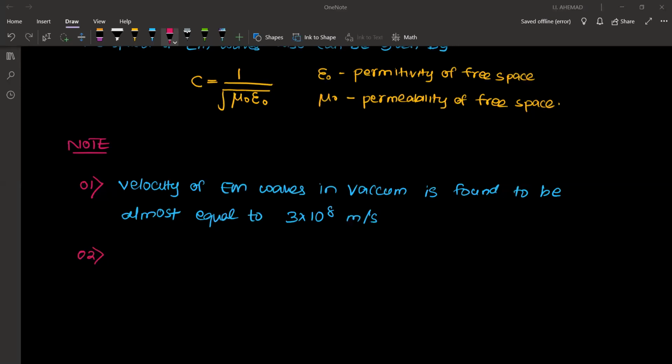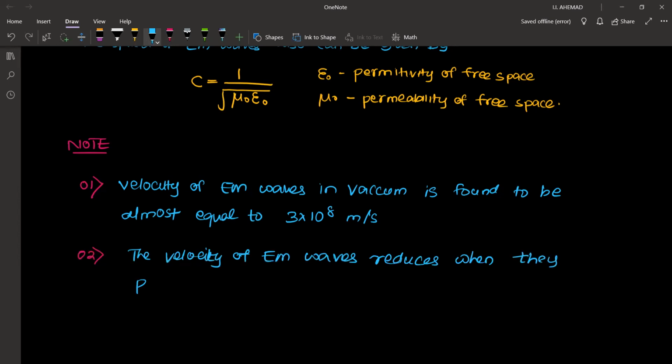Note number 2, when this electromagnetic wave travels from one medium to the other, then its velocity will reduce. The velocity of EM waves reduces when they propagate through a medium.